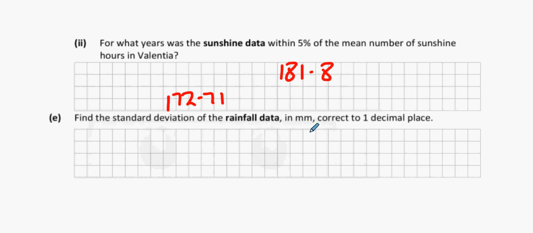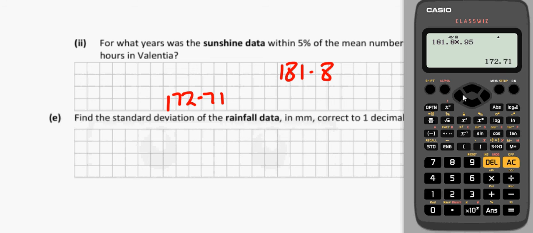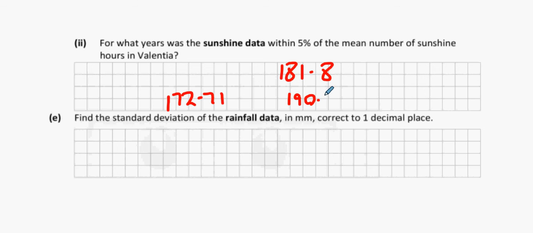And that is 172.71. The next one, I'm going to multiply it by 1.05 to add on 5%. And that will be 190.89. Now, what I want to know, lads, is within 5% means take away 5% and add on 5%. So this blue number is what happens when I add on 5%.